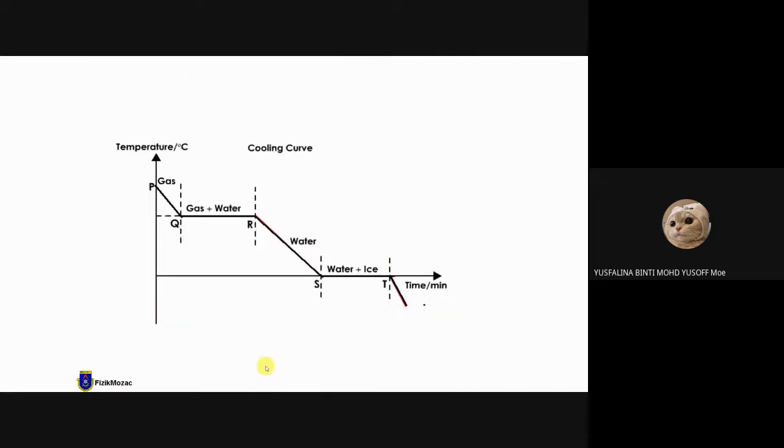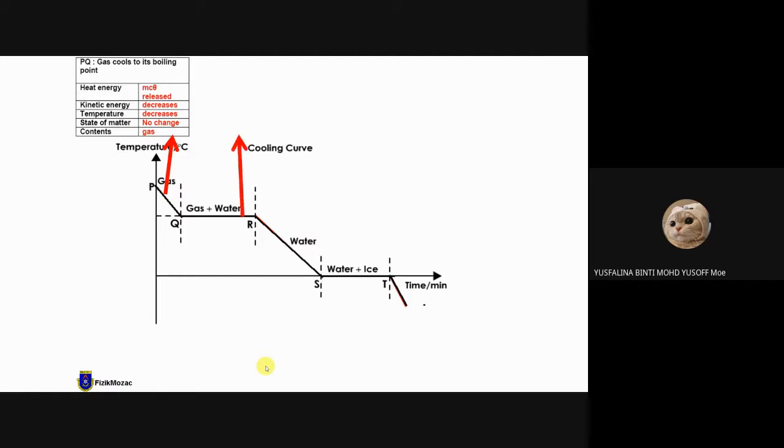So how about the cooling curve? For the cooling curve, all heat will be released. So heat energy MC theta is released, kinetic energy decreases. There is no change of state of phase here, it's only gas, so we use MC theta. But for this one, there is no change of temperature and there is a change of phase from gas to water. So this one should be specific latent heat of vaporization. It's just the same, gas to water or water to gas, both have a specific latent heat of vaporization.